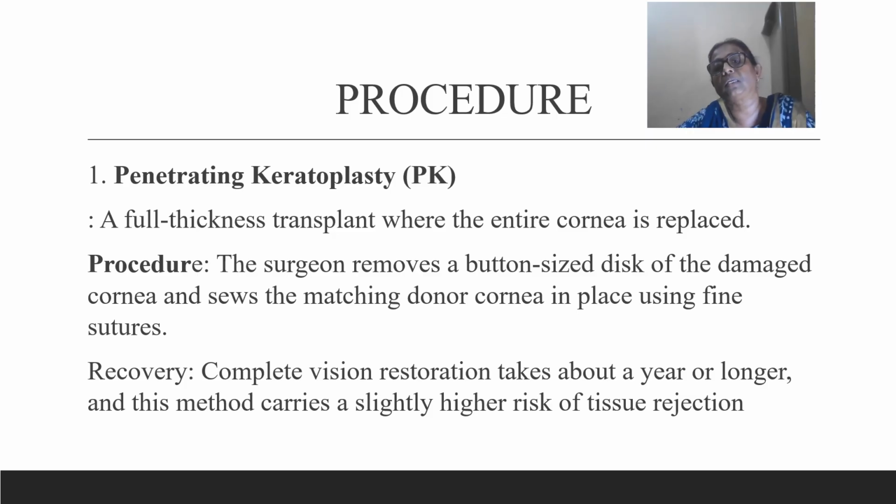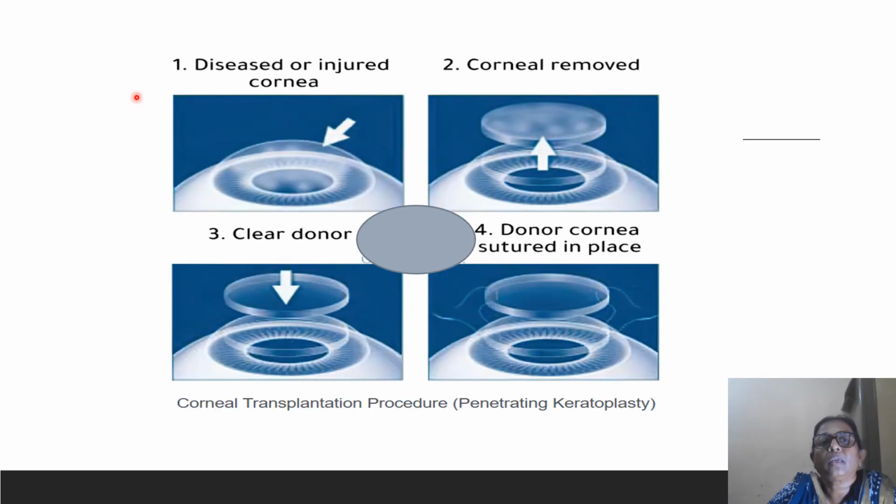Procedure: penetrating keratoplasty, the entire cornea is replaced. The surgeon removes a button-sized disc of the damaged cornea and sews the matching donor cornea in place using fine sutures. Complete vision restoration takes a year or longer, and this method carries a slightly higher risk of tissue rejection. This is what you can see: first, the diseased or injured cornea is removed, and then the clear donor cornea is sutured in place.